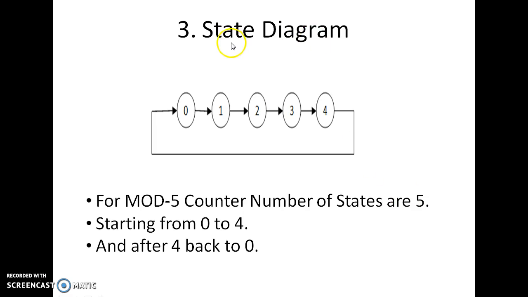Then the third step, the state diagram. Total 5 states are given, starting from 0 to 1, 1 to 2, 2 to 3 and 3 to 4. And after 4, our counter will again go to state 0.